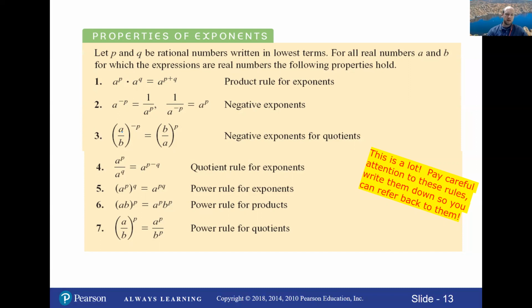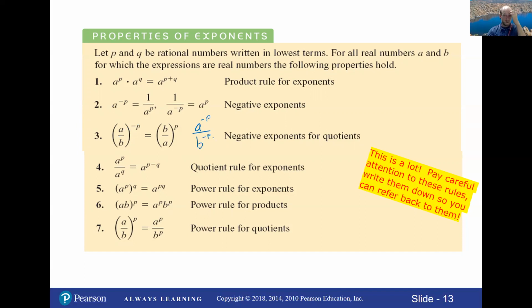This one is if I have a fraction raised to a negative exponent, I can make that negative exponent positive, but then flip the fraction. Basically, I could distribute this negative one, and we'll see that down here. I could use the power rule, but I could say that this is a to the negative p. So I can basically distribute this negative power to each a and the b.